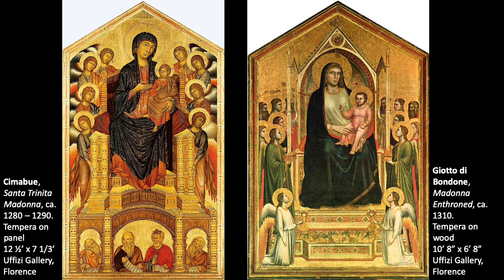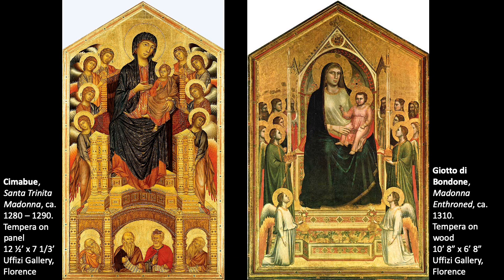In Giotto's painting, the painting on the right, Madonna is physically much larger. She takes up more space, she's sturdier, her body doesn't appear as fragile. There's also a difference in the way that her drapery is handled. It's a bit more naturalistic.